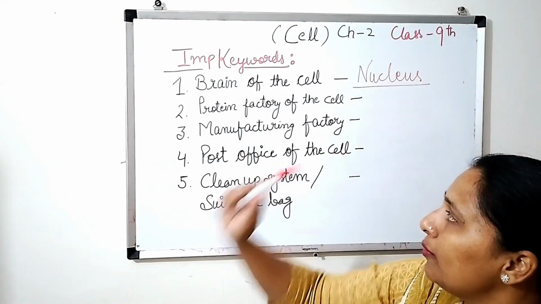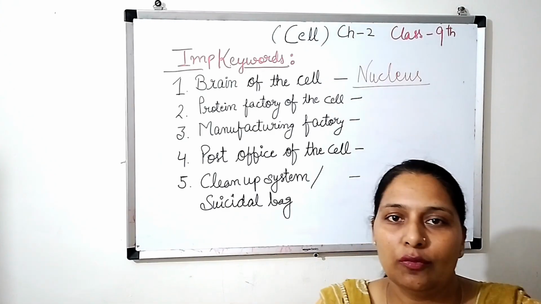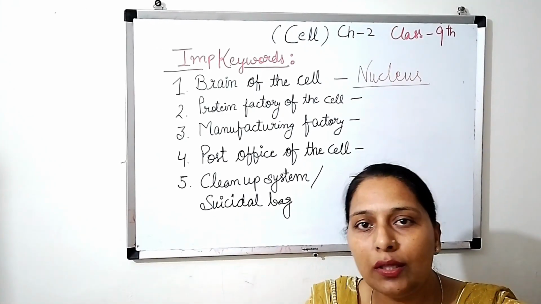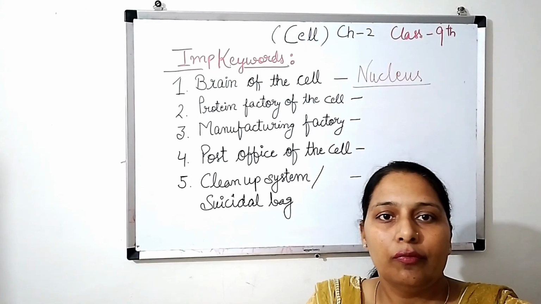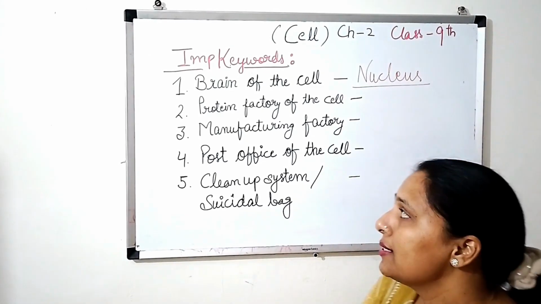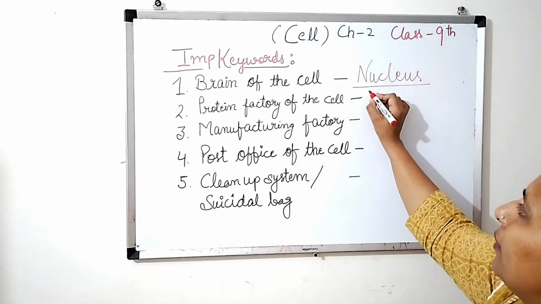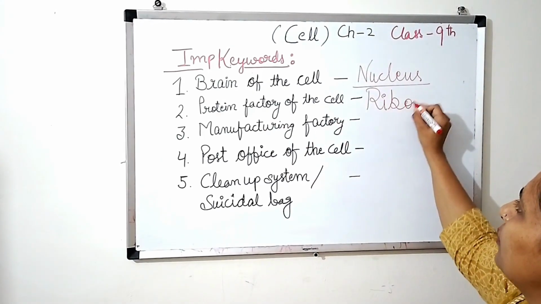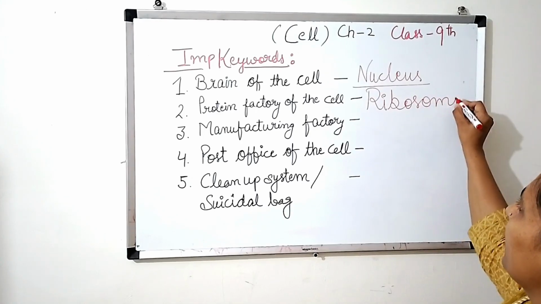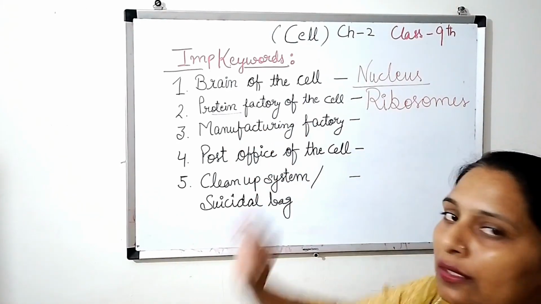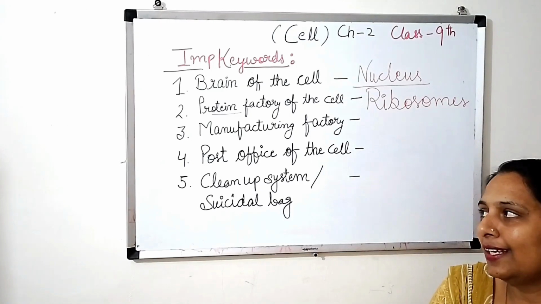Now the second one, protein factory of the cell. The organelle that synthesizes all the required protein of the cell wherever and whenever it is required. It is formed in ribosome. Ribosomes are the organelles that manufacture the protein for the cell.